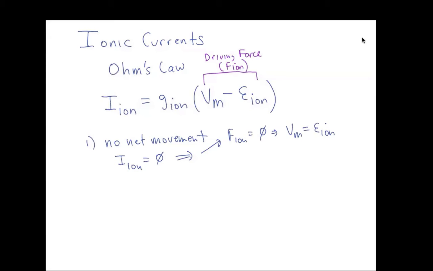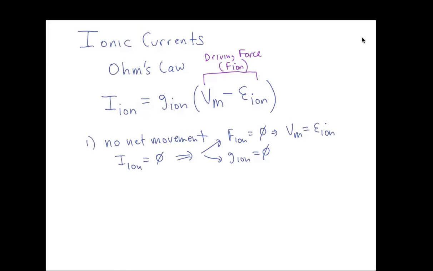Even if there's a conductance, it doesn't matter, there's no net movement. The other option is that the conductance of the ion is equal to 0. So there could be a driving force for the ion, but if there's no pathway for the ion to get across, let's say there's no channels or something like that, you're not going to have net movement. So those are the scenarios for net movement of an ion being 0.